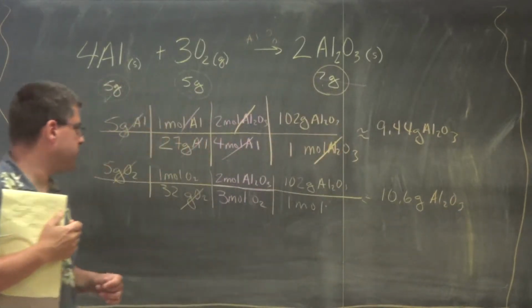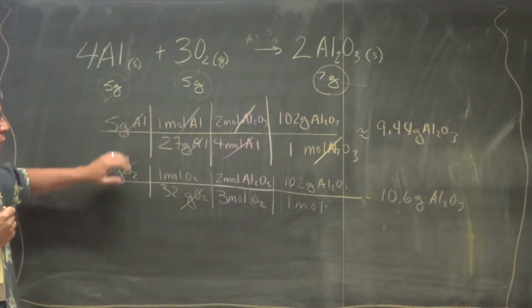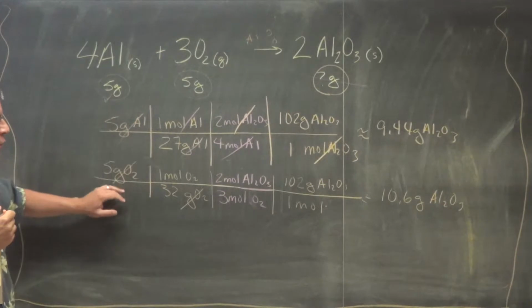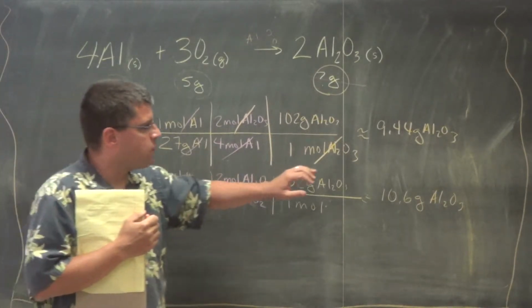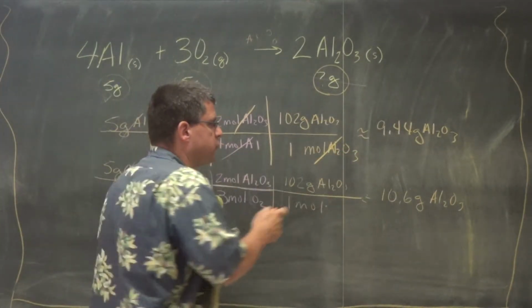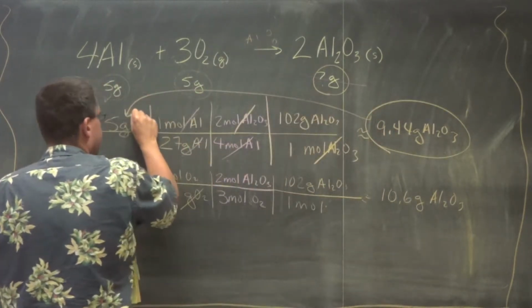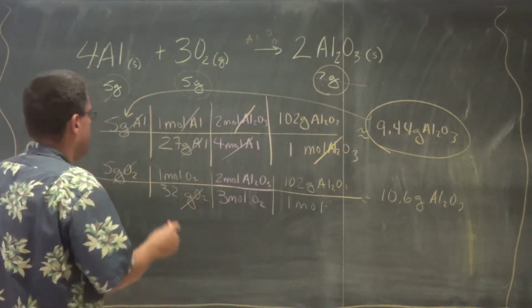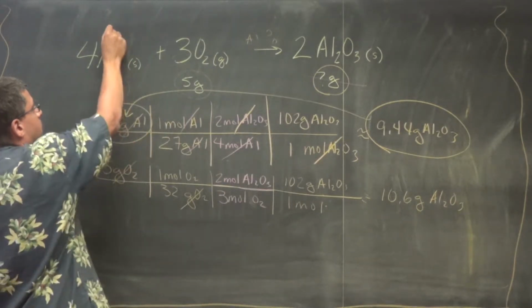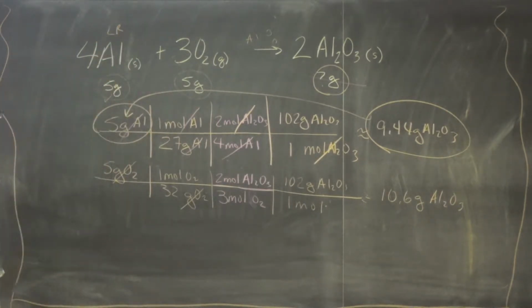So now my question is this. Which one is my limiting reagent? Which one do I have less of? Well, whichever one gives you less aluminum oxide, so it's going to be this. This gives me the limiting reagent. So ultimately, aluminum is my limiting reagent. I'm going to put up there an LR. Okay? This will be in excess.